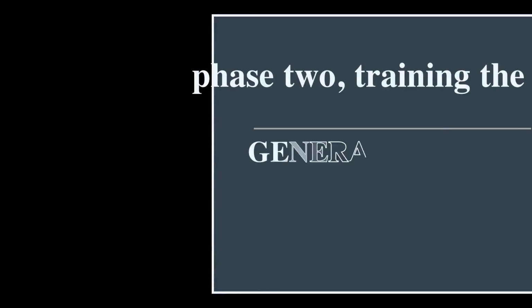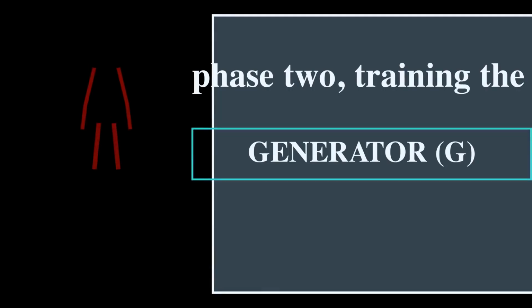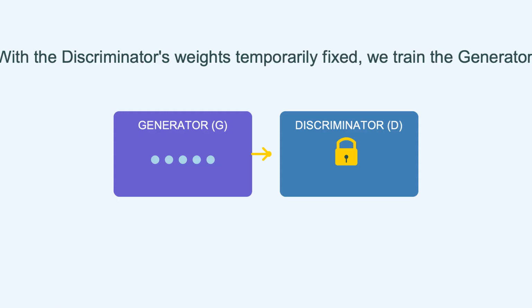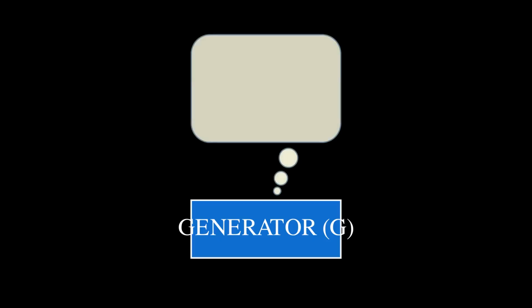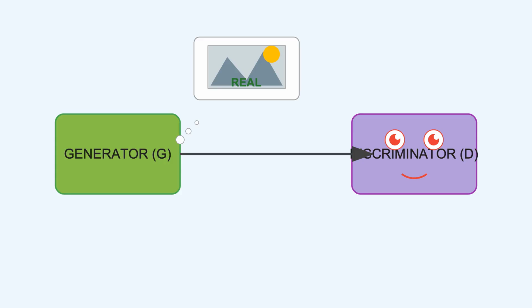Phase 2, training the generator. Now it is the forger's turn. With the discriminator's weights temporarily fixed, we train the generator. The generator produces its fake data, which is then fed to the discriminator. But here is the crucial part: the generator's goal is not to create good images directly. Its goal is to create images that fool the discriminator.